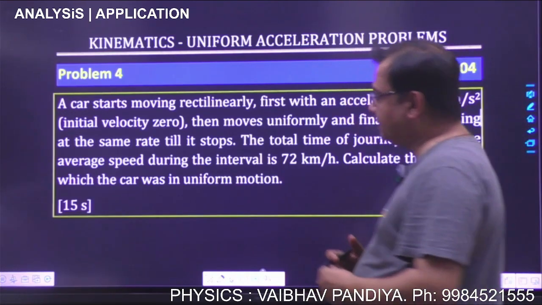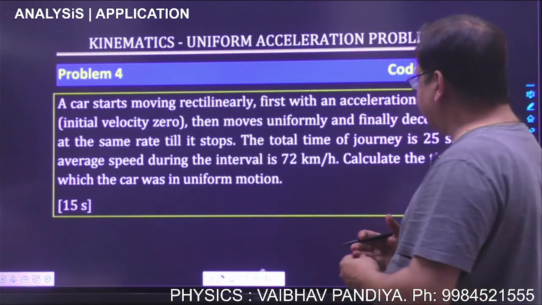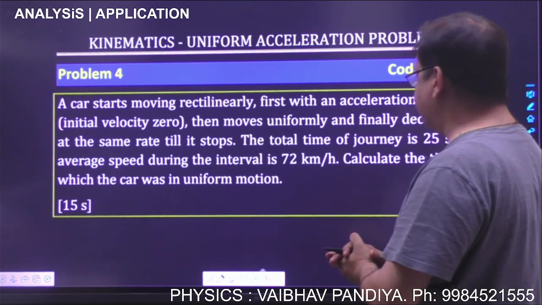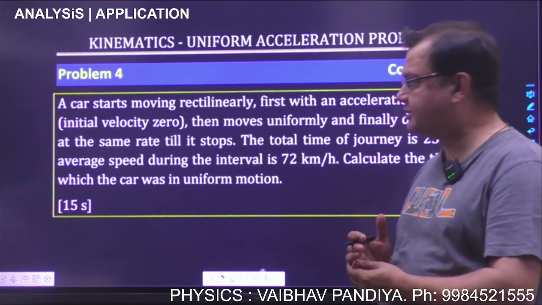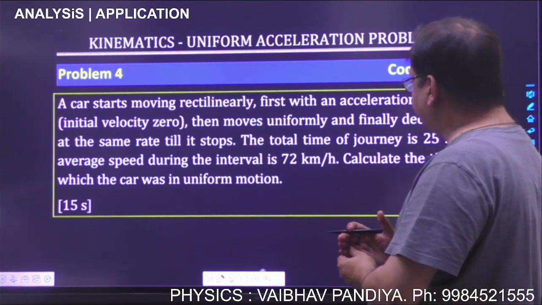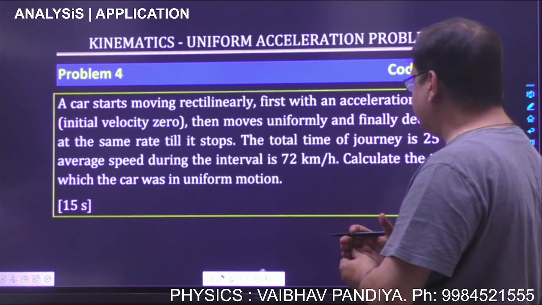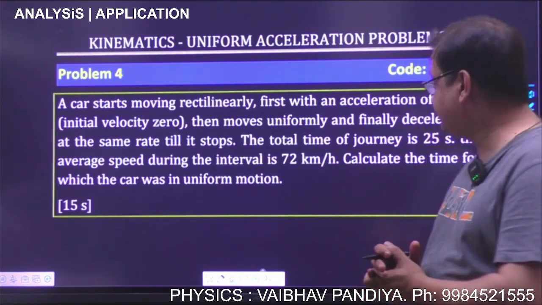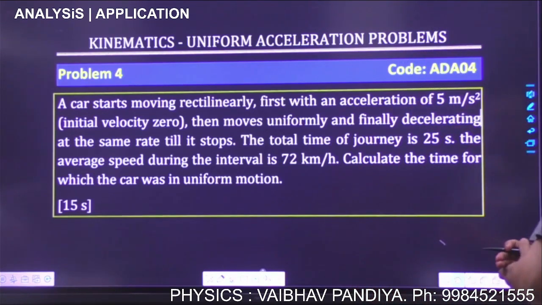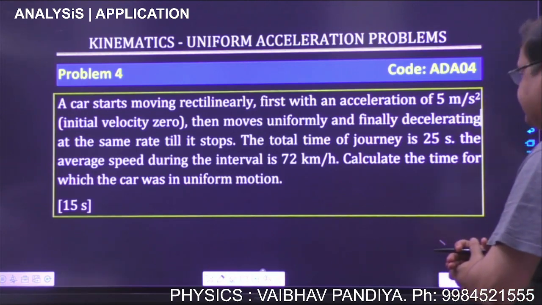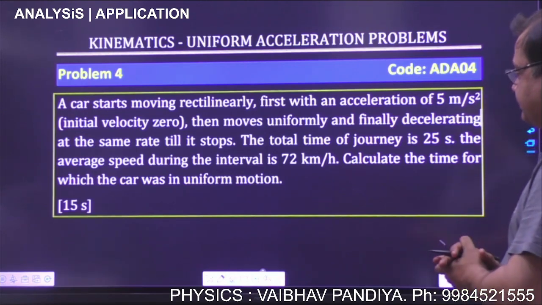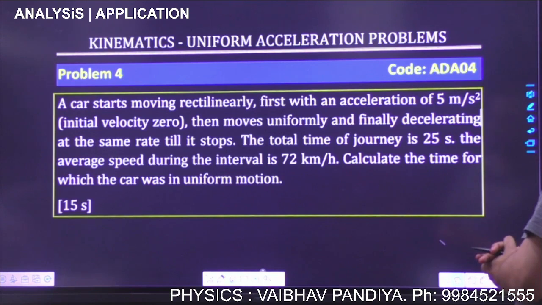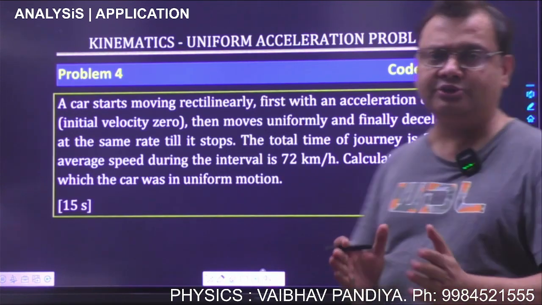Problem number 4. A car starts moving rectilinearly, first with an acceleration of 5 meter per second square, the initial velocity being 0, then moves uniformly and finally decelerating at the same rate till it stops. The total time of the journey is 25 seconds and you are also given the average speed during the whole interval is 72 km per hour. Calculate the time for which the car was in uniform motion.